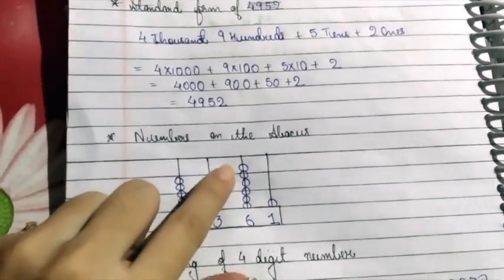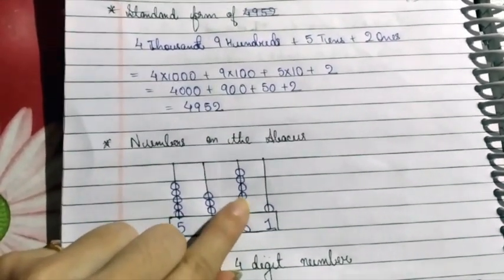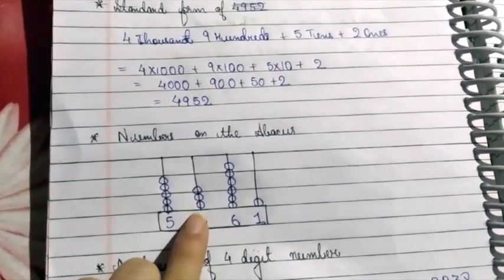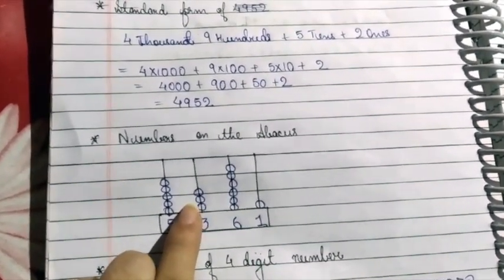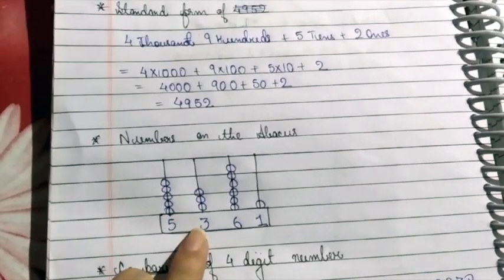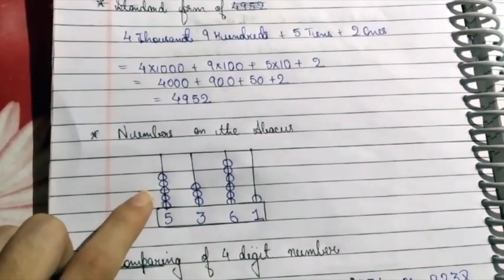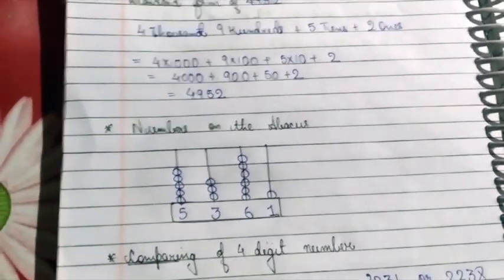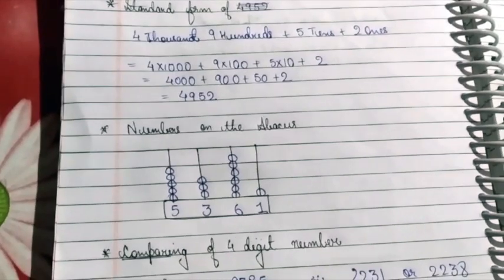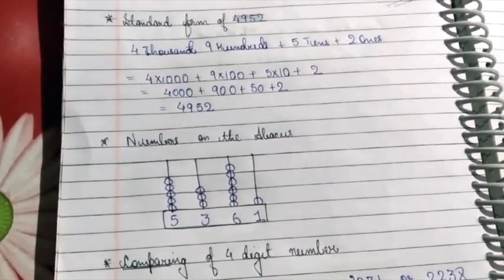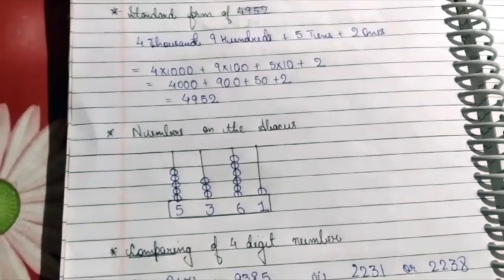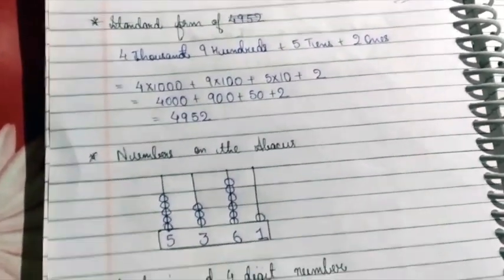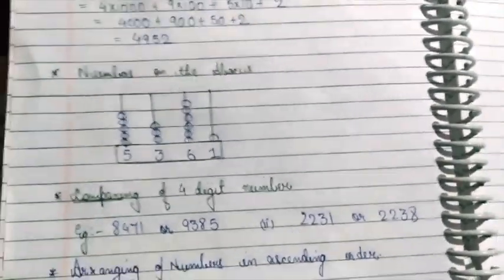In the tens place, count the number of beads. There is 1, 2, 3, 4, 5, 6. So how many beads? 6 beads. In the hundreds place, there is 3 beads. 1, 2, 3. So we write 3. In the thousand place, how many beads are there? 1, 2, 3, 4, 5. So we write 5. So the number is 5361. So writing the numbers on the abacus of a 4-digit number is like this. Very easy.